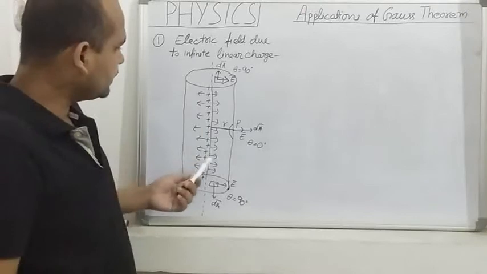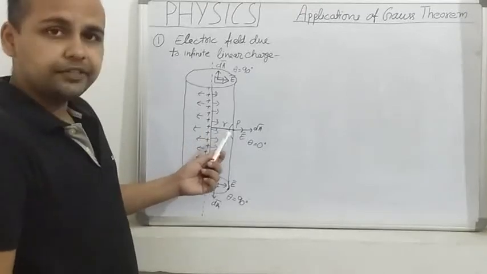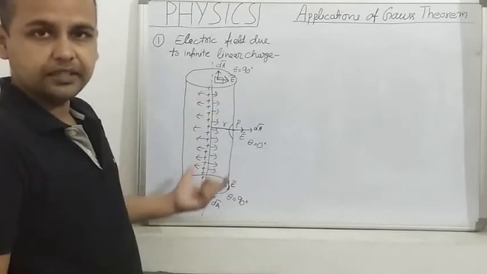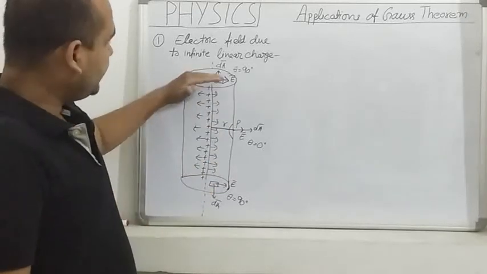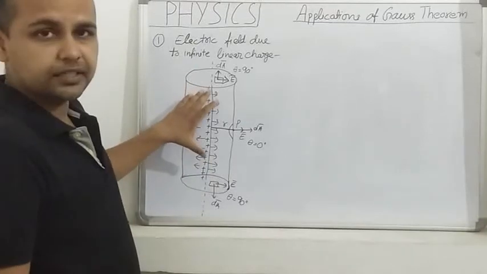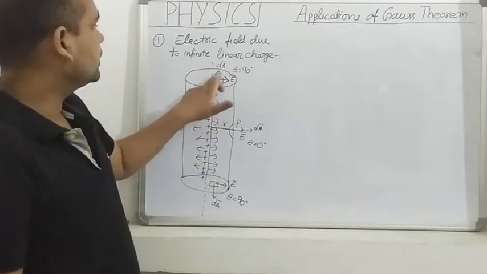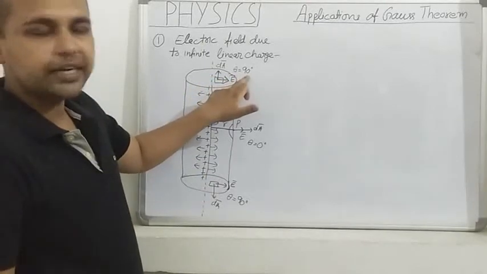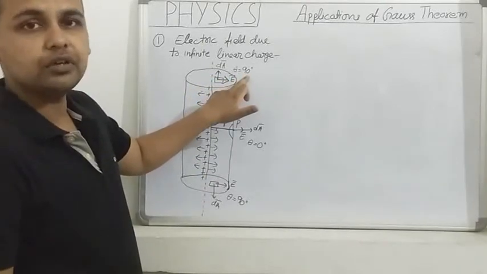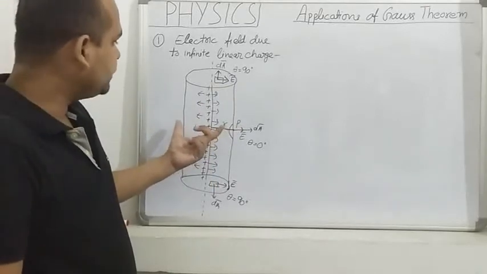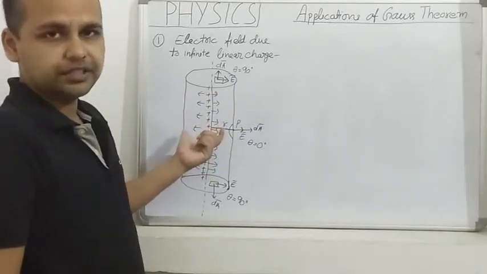From here we can say that the electric flux will be due to the curved part of the cylinder only. The plane faces of the ends of the cylinder will not give us the electric flux, because theta is equal to 90 degree and cos 90 is equal to what? 0. Whatever electric flux we will get, that will be due to the curved part of the cylinder.